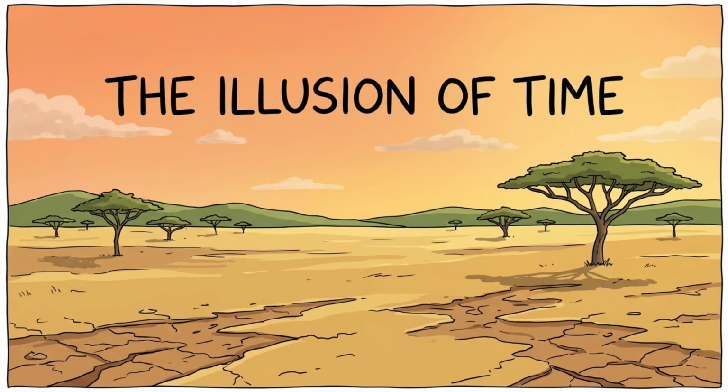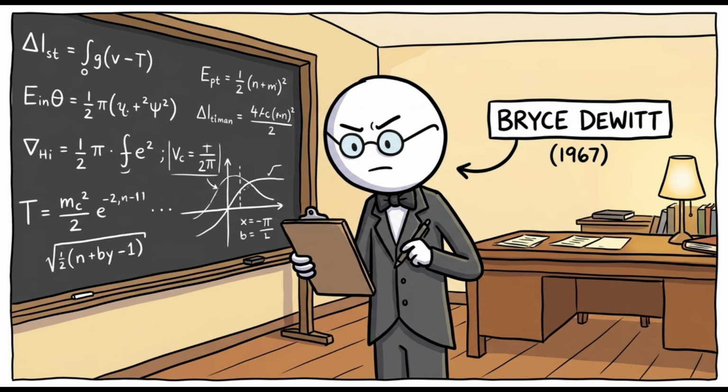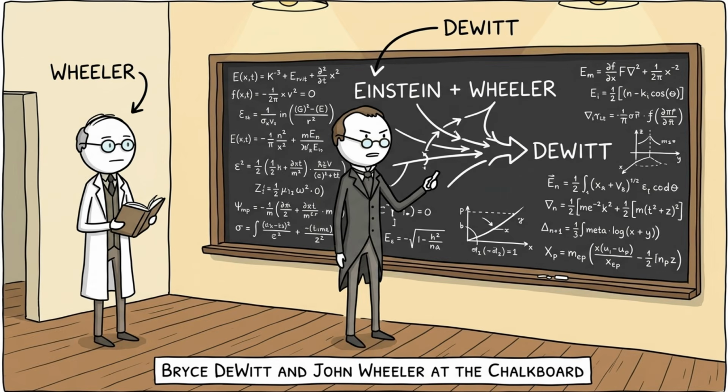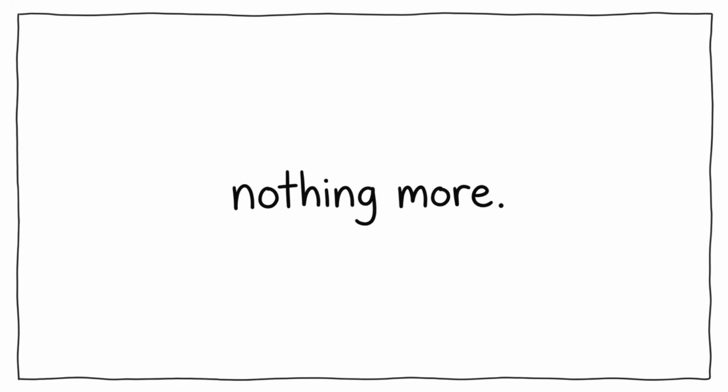All right, let's go. Number 10, the equation with no clock in it. In 1967, Bryce DeWitt was trying to do something almost administrative. He wanted to take Einstein's general relativity and John Wheeler's quantum gravity work and merge them into one master equation, the way physicists had merged electricity and magnetism a century earlier. A tidy unification. Nothing more.